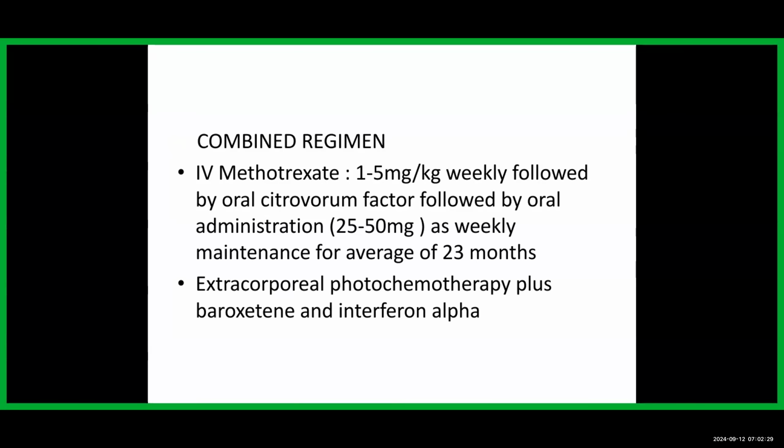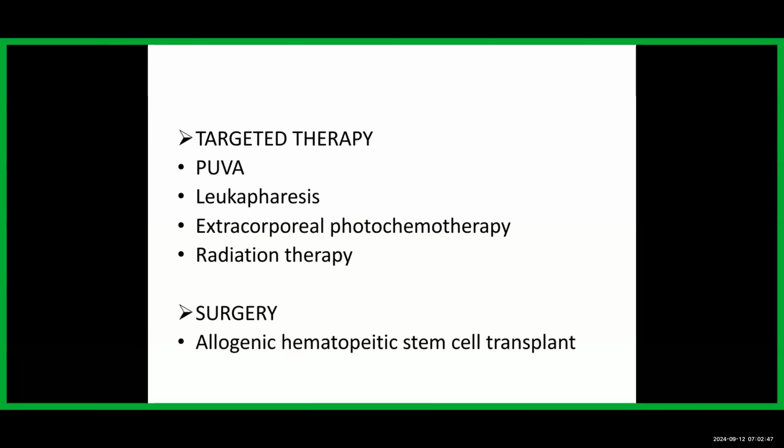The combined regimen includes IV methotrexate, which can be given 1 to 5 milligram per kg weekly, followed by oral citrovorum factor, this is actually 25 to 50 milligram weekly. So we give weekly maintenance for an average of 23 months. Then we can also do extracorporeal photochemotherapy plus bexarotene and interferon alpha.